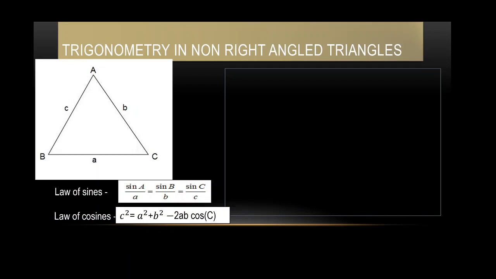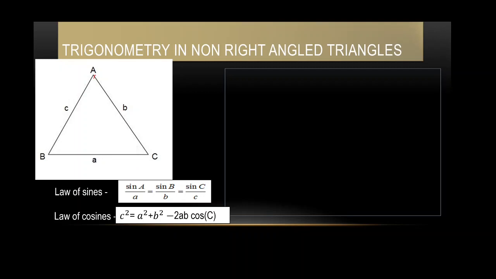So trigonometry can also be used in non-right angled triangles. So here is the law of sines. Sine of A by this side A. Here capital A is the angle and side A is the length of the side. So sine of A by A is equal to sine of B by B is equal to sine of C by C. Very simple to remember. Sine of the angle divided by the opposite side, all of the three are equal.